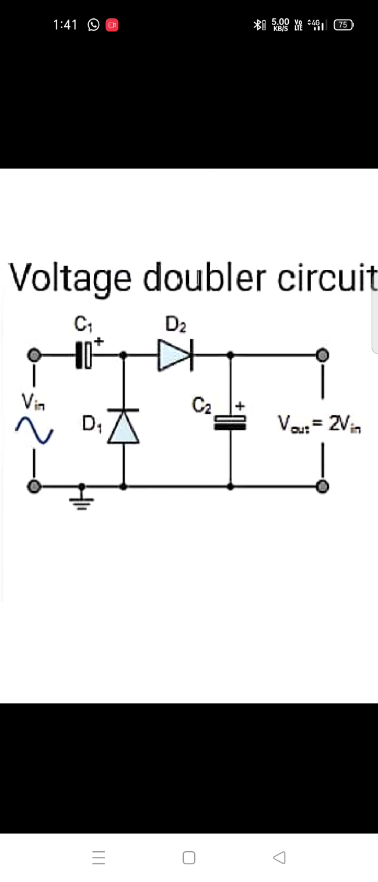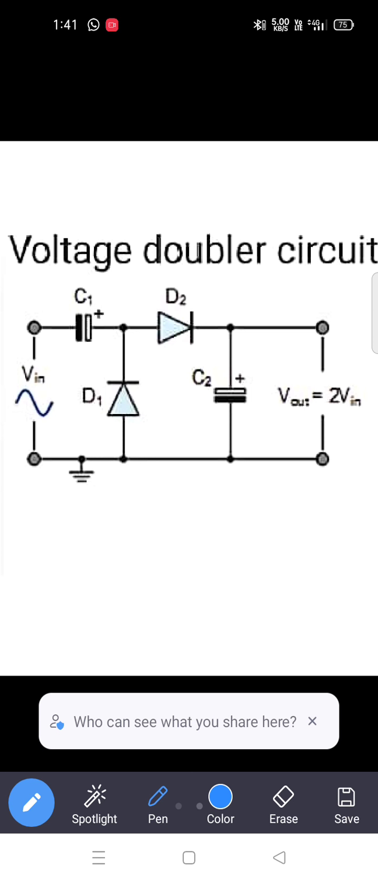Now we will show how it works, how it generates twice the input voltage. First, you can see that in the positive cycle the current will go from here to here. D1 will act as reverse biased, so it will not work; it will behave as an open switch, so no current will go through D1. The current will first go to C1, then D2, and then to the load.